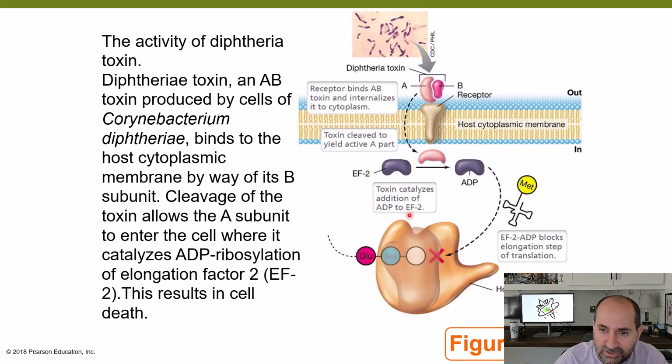However, this is what's disrupted by the Diphtheria toxin. So let's talk about diphtheria. This is the picture of diphtheria cells up here, which are known to produce this AB toxin.